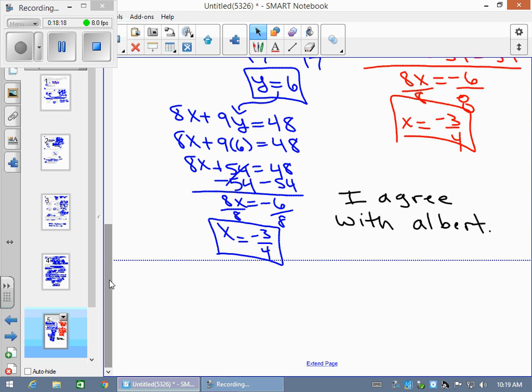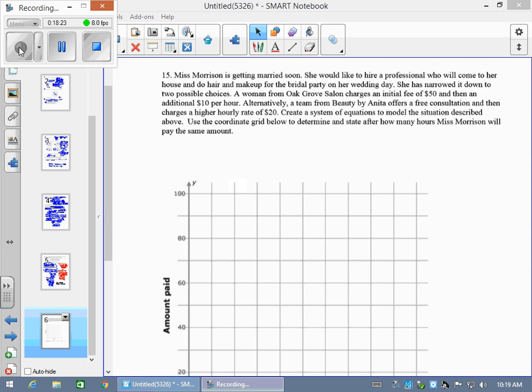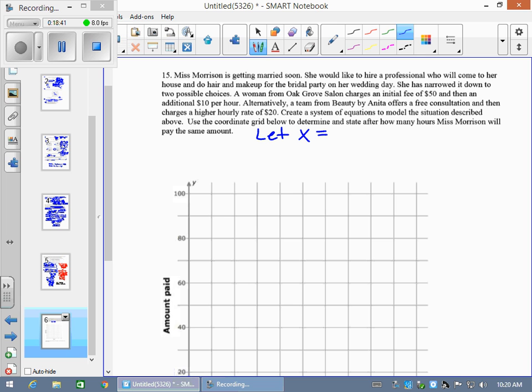Okay, and for the last question, which was a graphing question, you were doing a system of equations graphically. So we had two salons here, Oak Grove and Beauty by Anita. So the first thing I need to do here, if I'm going to write a system of equations, they did not define a variable for me. So if you read through this question, we're talking about number of hours. That's what we're going to let x equal. And we're going to let y equal the cost.